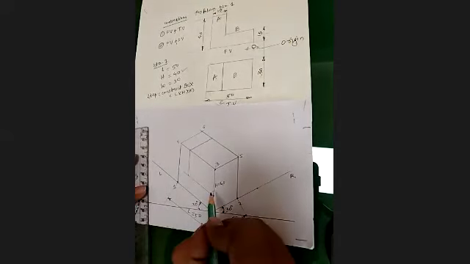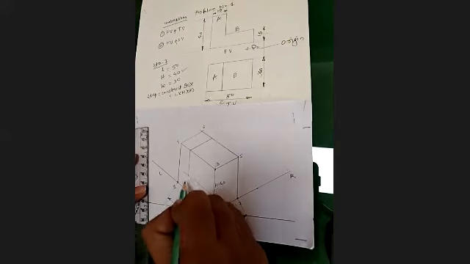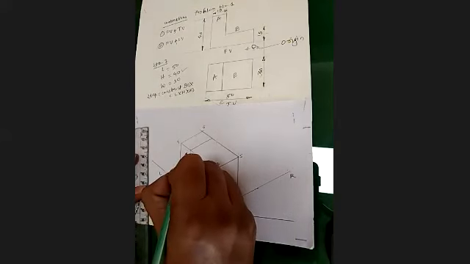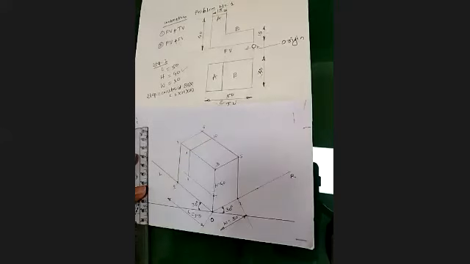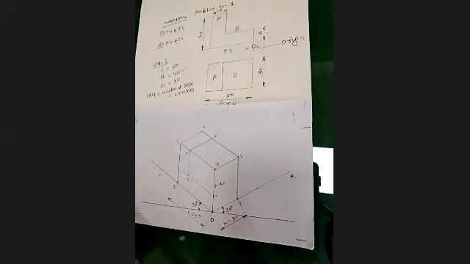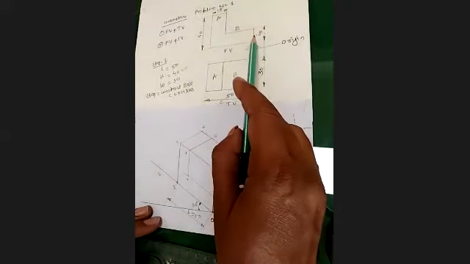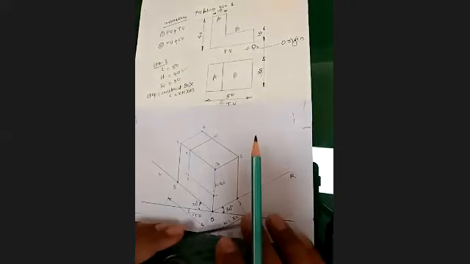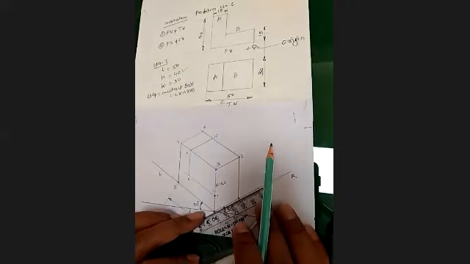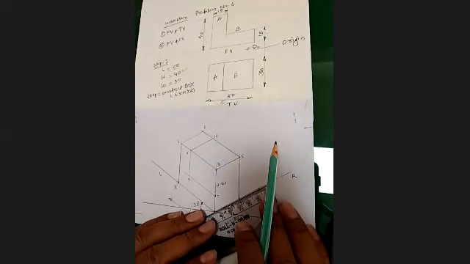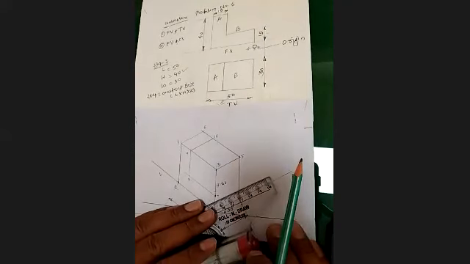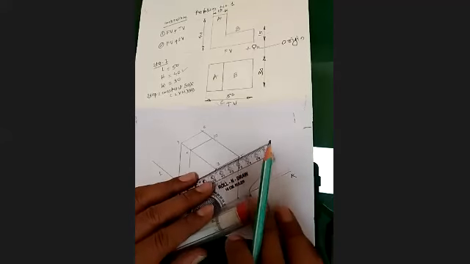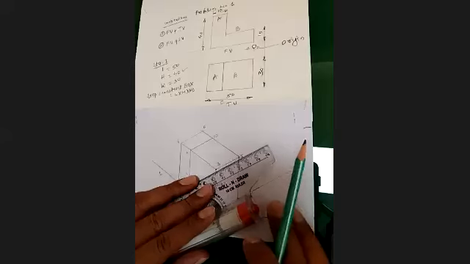Suppose I name these points 6, 7, 8, 9, 10. Then, as we know, this height is 15 millimeter, and this flat surface is throughout the width. So definitely from 7, we can draw a line that is going to be parallel to the right axis.